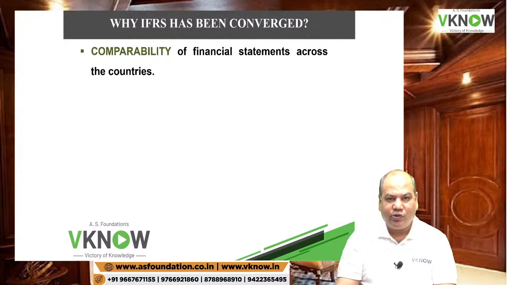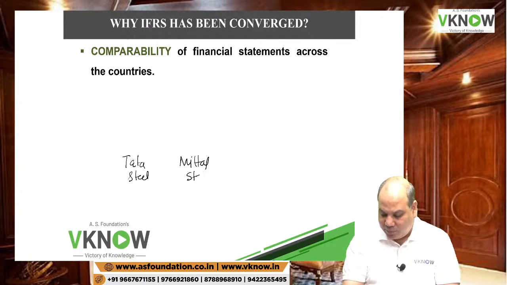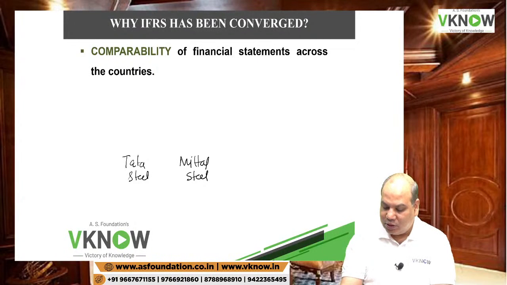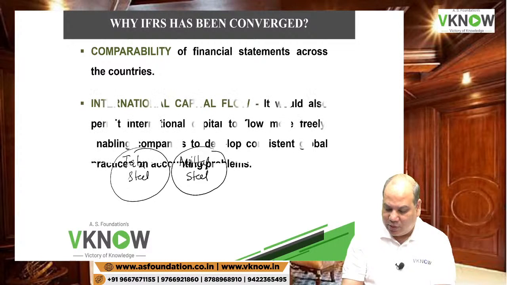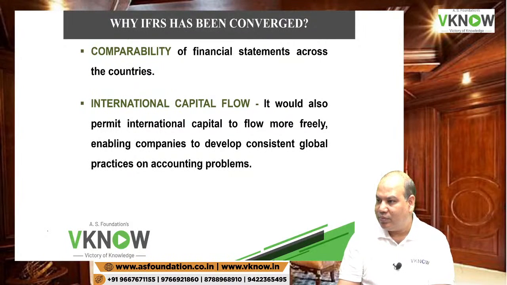The second point will emerge out of the first point only: comparability. Now you can easily take, for example, the Tata Steel balance sheet and the Mittal Steel balance sheet, keep them next to each other and you can compare, because they both will be based on similar standards. Mittal Steel is based on IFRS, Tata Steel is Ind AS, which is the converged version of IFRS. So comparison becomes easy. This is just an example. When comparison is easy, people can take decisions easily. Is it right?